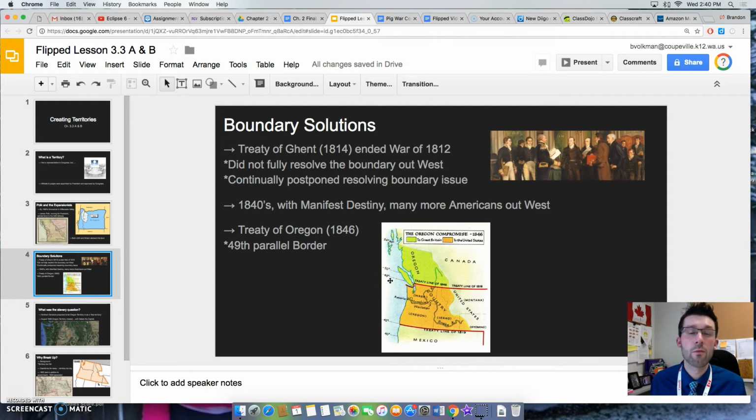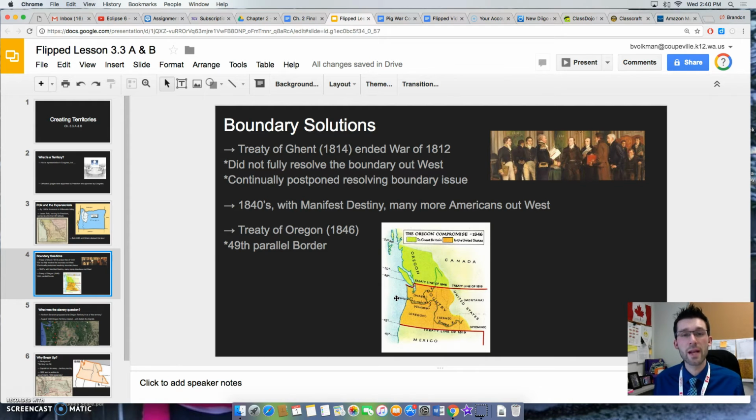Britain, on the other hand, wanted something a little different. They wanted the 49th parallel as well, but as soon as it got here to the Columbia River, they wanted the boundary to follow the river to the Pacific Ocean. So there were some different ideas on who owned what. So again, they just decided that they'd all jointly occupy it.